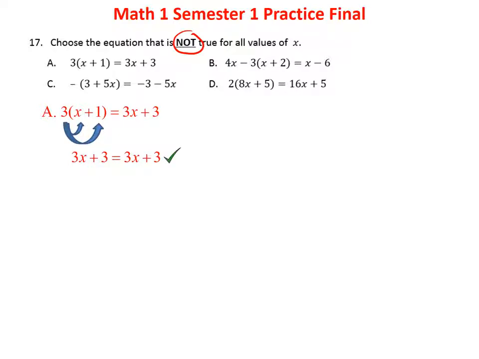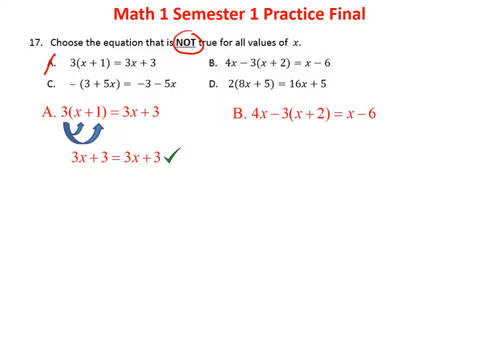Notice they're exactly the same. Because they're the same, we know that this is not our answer. This is going to be true no matter what we put in there. If we subtracted 3 from both sides and then 3x from both sides, we'd get 3 equals 3, which is always true.